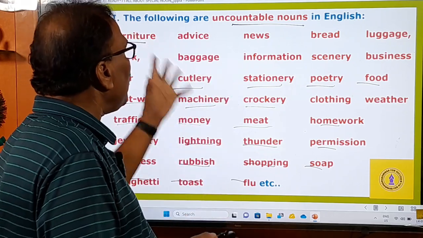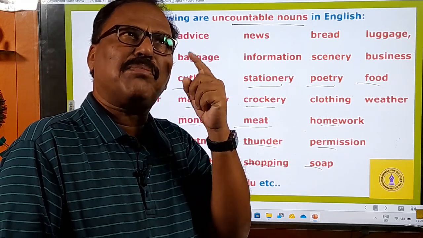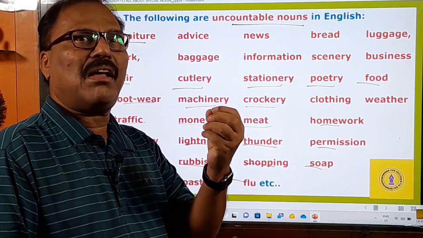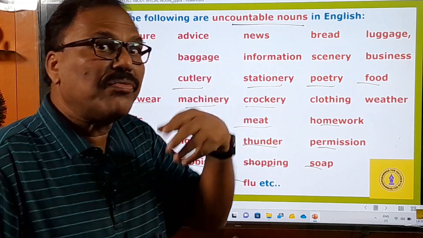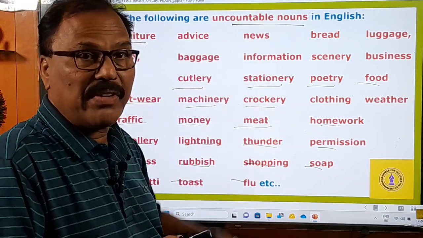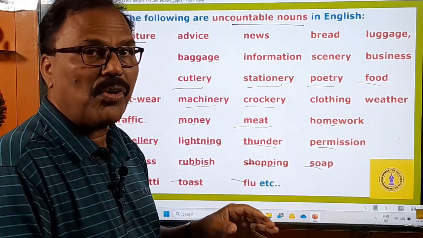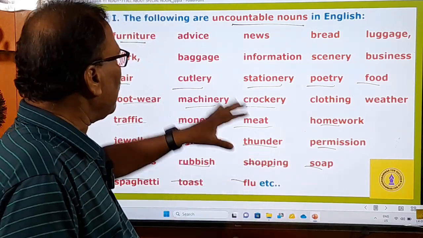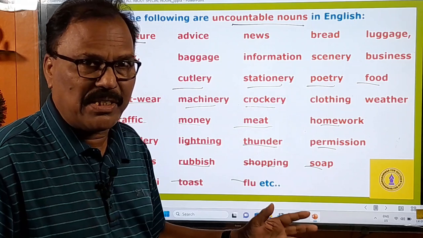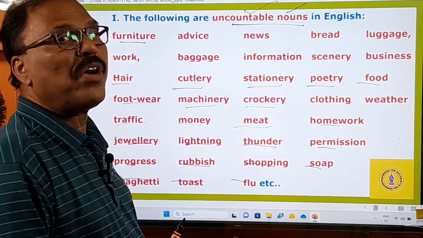Therefore, in the examination, the students are very likely to make mistakes, because in their mother tongue they think, it's a plural one. Soap is there, so soaps is correct. Advice means salaha, salahalu, so advices. They think in their mother tongue and conclude it is correct in English also. But the English language is different, and all other languages are different. I'm making this doubt very clear before you: some of these nouns are countable in some languages, but in English they're all uncountable nouns.